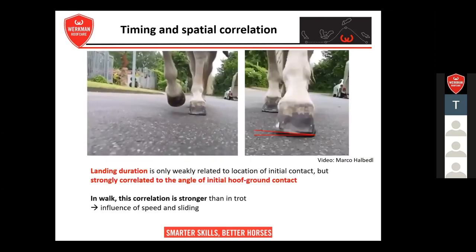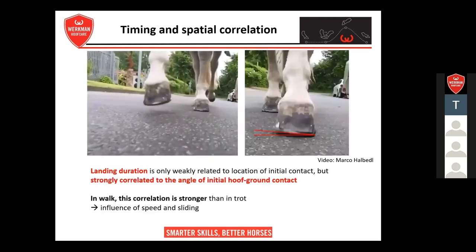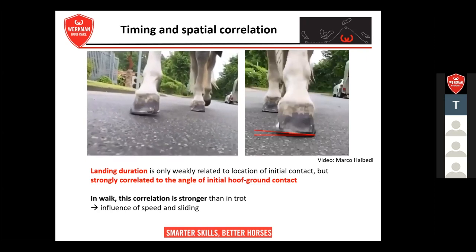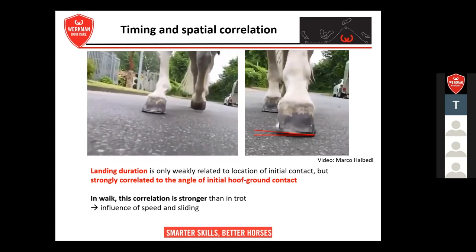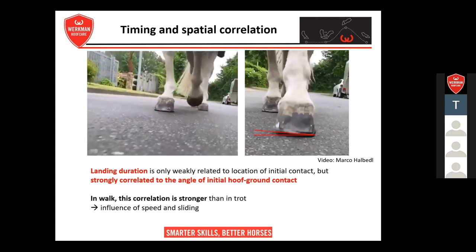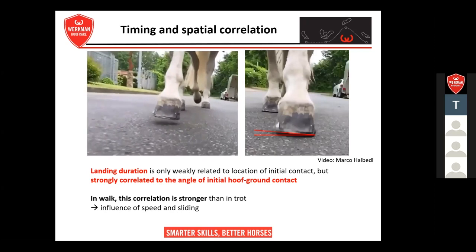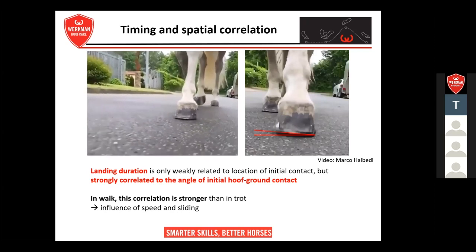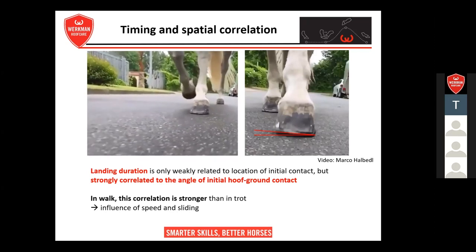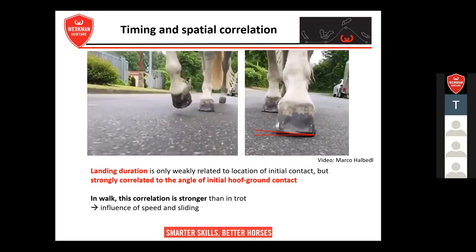So to conclude, the landing duration is strongly correlated to the angle of initial contact, and also to the type of initial contact, but the angle is more important. And this is more visible in walk than in trot because of the influence of speed and increased sliding due to velocity in trot.